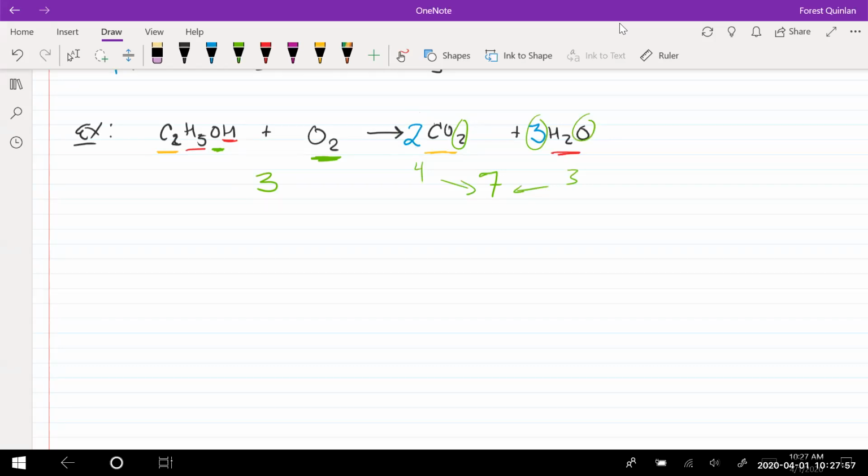Now, on the left-hand side, I need to get 7 oxygens. Keep in mind, your oxygens come from all sorts of places. One of them is sitting right there. So that means I really only need 6 more oxygens to make this work. I can come over here and say 3 times 2 is 6 oxygens plus 1 makes 7. And so now everything is balanced.